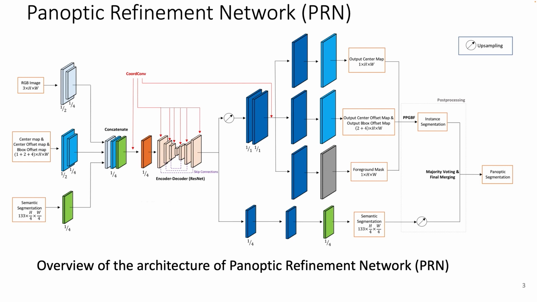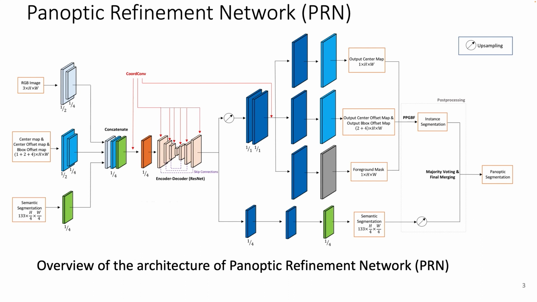So we proposed the Panoptic Refinement Network, an encoder-decoder based network which can jointly refine the instance and semantic segmentation masks generated by any trained-based panoptic segmentation network. As shown in this figure, we design an encoder-decoder based refinement network which takes the RGB input, instance, and semantic segmentation masks from the first stage network as input.